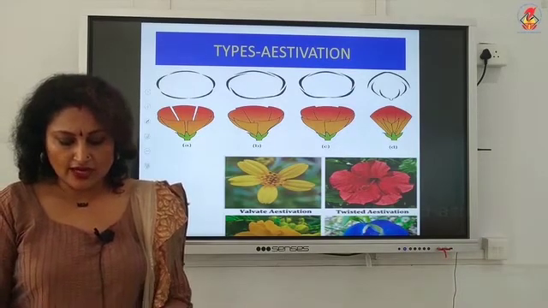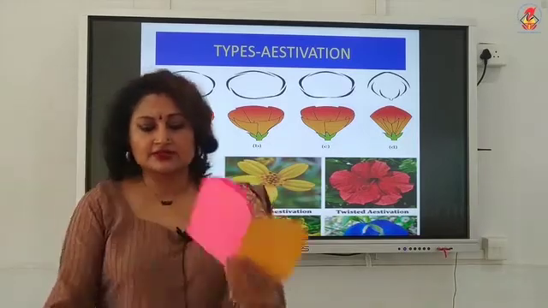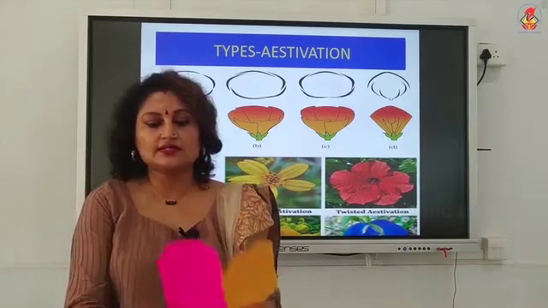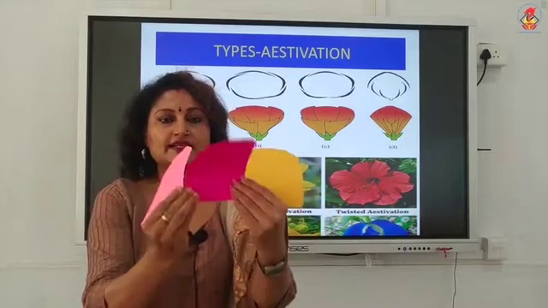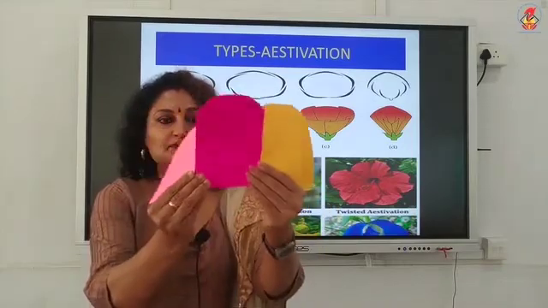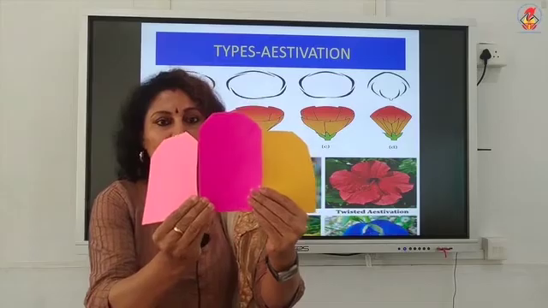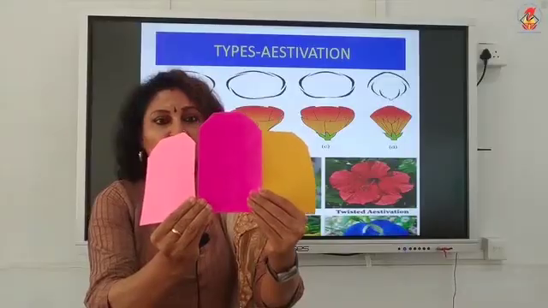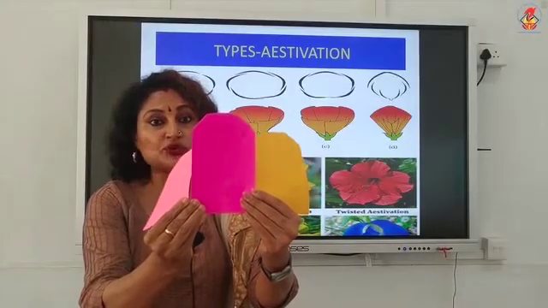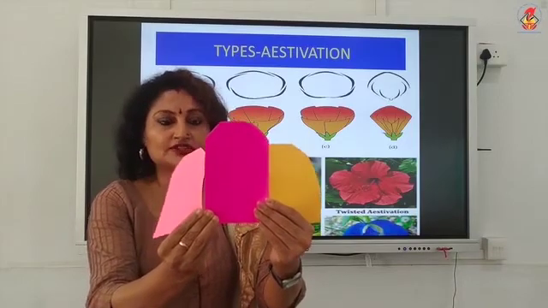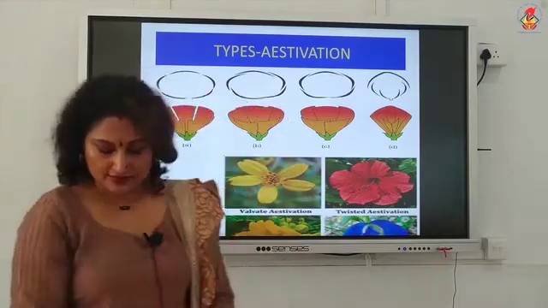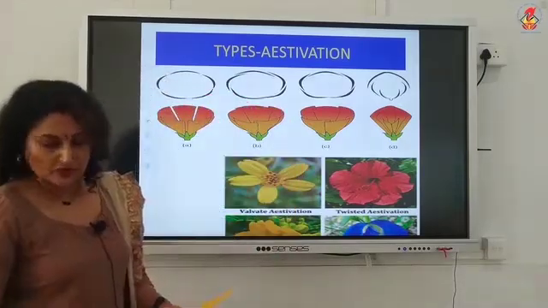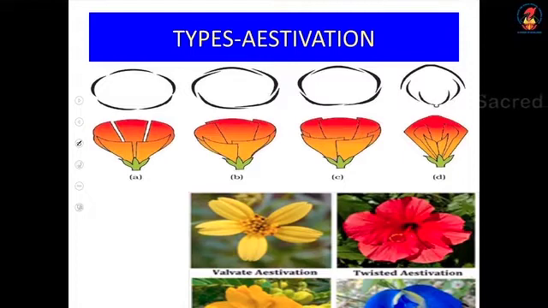Now, with these colorful charts, I am going to show the aestivation. Look at this. How are the three colors arranged? Consider these are the three petals. They are arranged end to end, without overlapping. Such arrangement is called valvate. Clear? What is valvate arrangement? When the petals are arranged end to end without overlapping. That is called valvate arrangement or valvate aestivation.